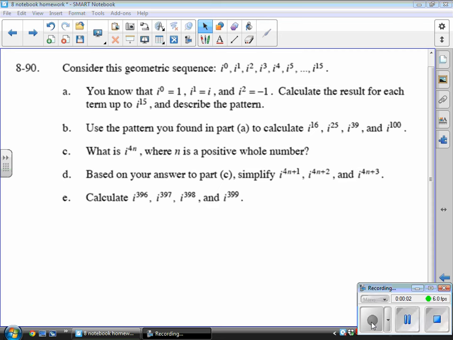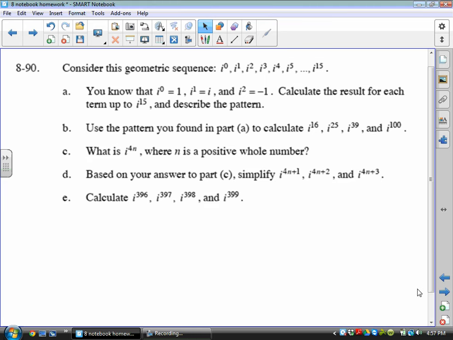This is problem 8-90 from section 8.2.2. Consider this geometric sequence: i to the 0, i to the first, i squared, i to the third, i to the fourth, i to the fifth, all the way to i to the 15th. You know that i to the 0th power is worth 1. Anything to the 0th power is worth 1. You know i squared is negative 1. Calculate the result for each term up to i to the 15th and then describe the pattern.